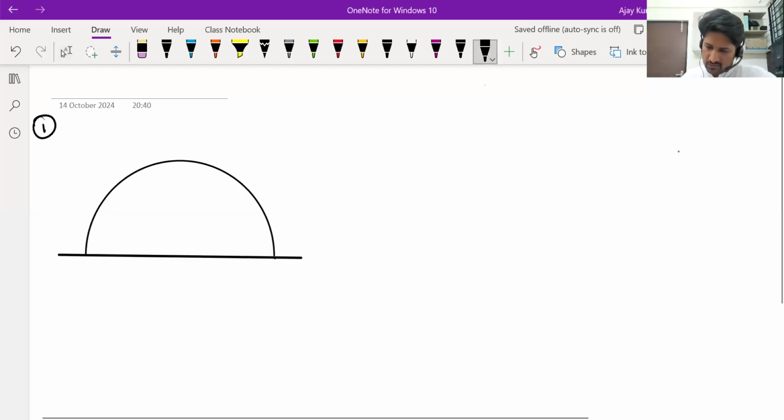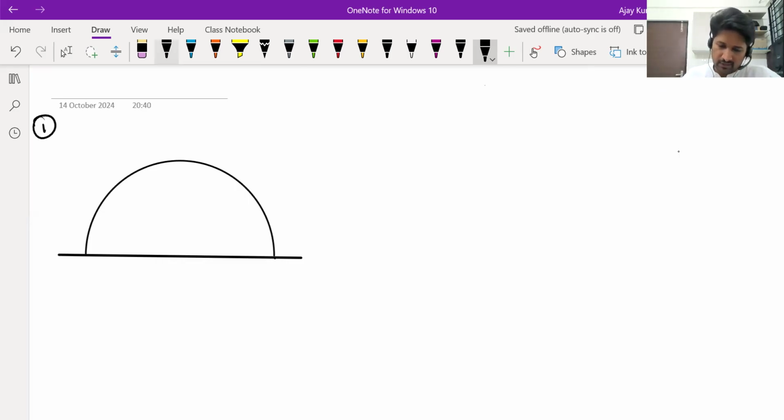Right. Now consider a situation like this. Assume there is a hemispherical surface. It's like an inverted bowl. Assume the radius of that surface is r. It's inverted and it's fixed. It's a curved surface, a fixed curved surface.